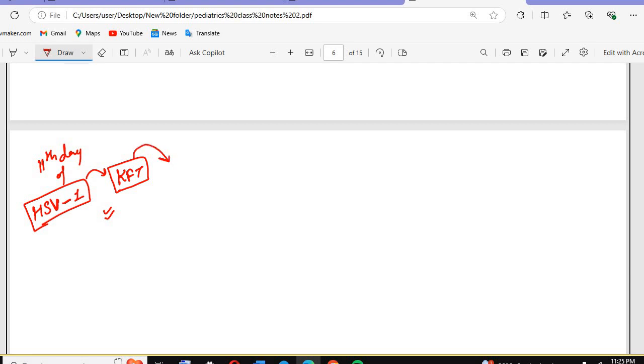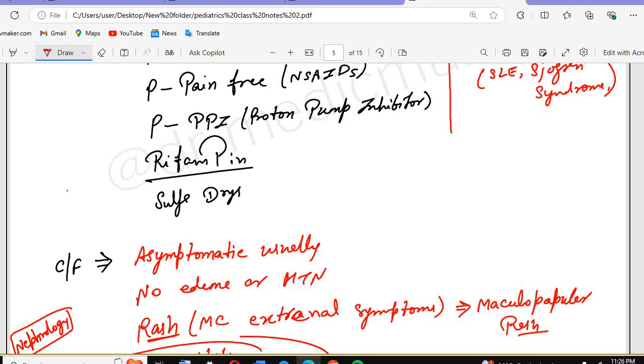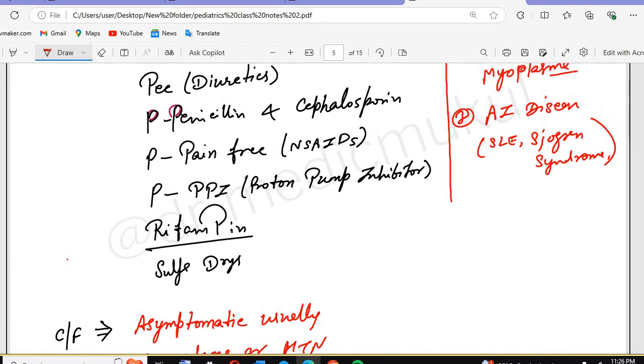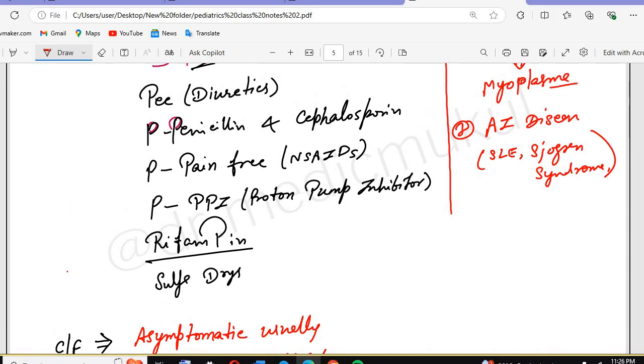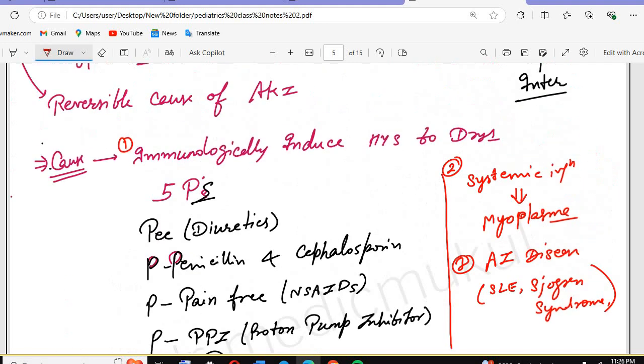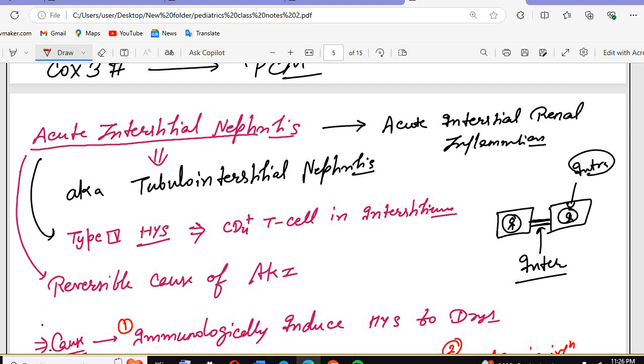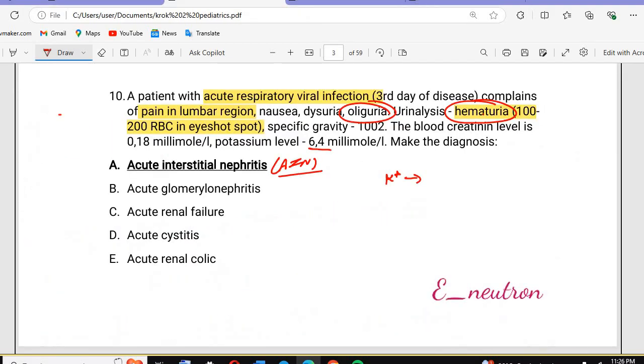In the KFT, remember, if the patient has HSV1, why are we doing the KFT? Because of this condition, acute interstitial nephritis. There is a high chance that on acyclovir the patient can develop acute interstitial nephritis, because it is due to drugs or the injection of acyclovir. That's why the kidney function test is very important for all other systemic infections as well. So this is acute interstitial nephritis.